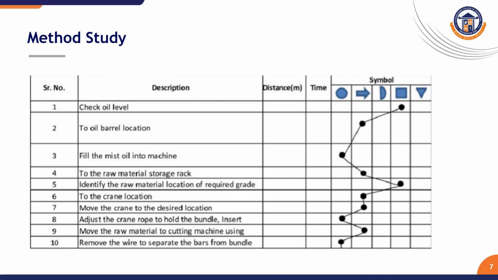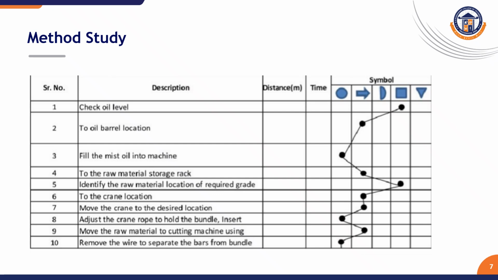But here, just checking the oil level in a machine is an inspection. So it starts from there. Then it goes to another place called the oil barrel location, where it is transport. Then you have to take the line to transport. Then fill the mist oil into the machine. That is an operation, so you show it under O.